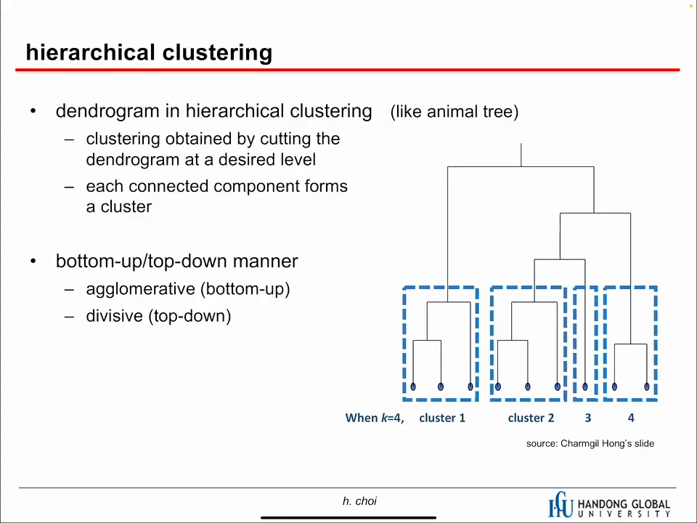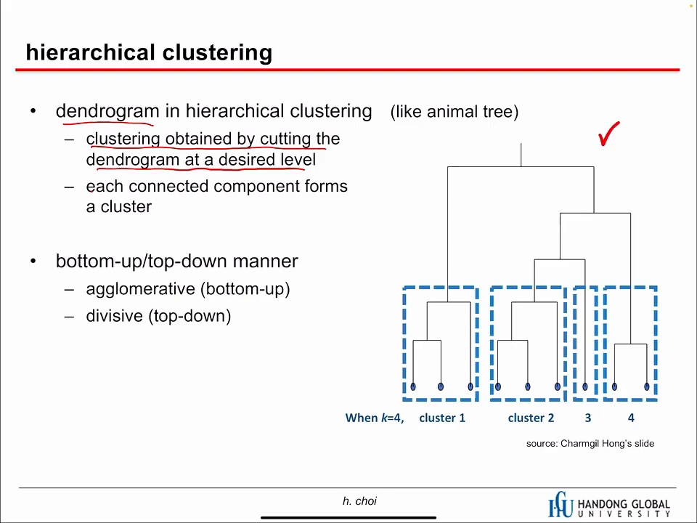First one is hierarchical clustering. So hierarchical clustering is really intuitive and really simple. And probably, I guess, you might use this approach in your daily life clustering. So we use dendrogram. It's like tree, okay, in the hierarchical clustering. So clustering is obtained by cutting the dendrogram at a desired level. And each connected component forms a cluster. So it looks a little complicated, but it's really simple.